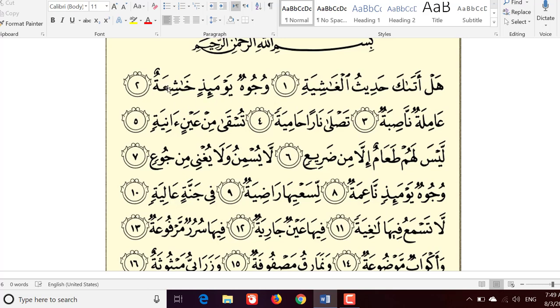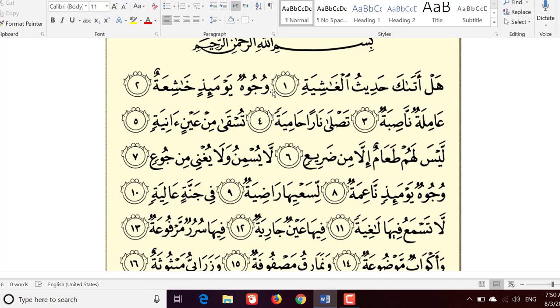So we have wujuh, and then we have khashia. Wujuh is the plural of wajh, yeah? And because it's a plural and because it's technically non-human, then we use the feminine singular adjective khashia, on the pattern of fa'ila. Okay? Amilatun nasiba. These two descriptions go back to faces. Wujuhun yawma idhin amilatun, wujuhun yawma idhin nasiba. Okay? So it doesn't seem really like nasiba is an adjective for amila. These are both just predicates being used to describe wujuh.